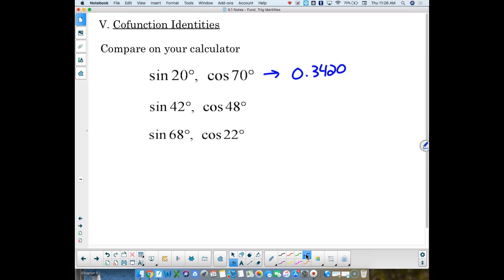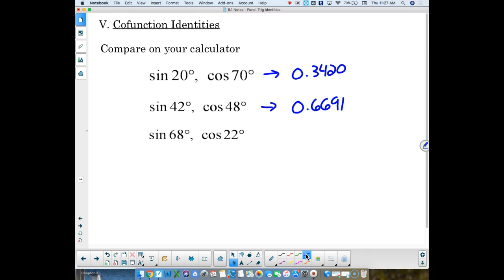Sine of 42 and cosine of 48. What do you got for sine of 42? 0.6691306. Works for cosine of 48 then? Okay, so these ones are both 0.6691. I'm going to stop it at 4, just so you know.